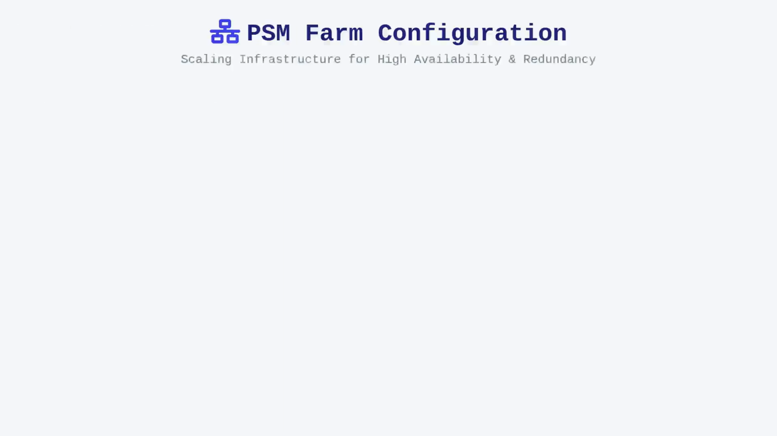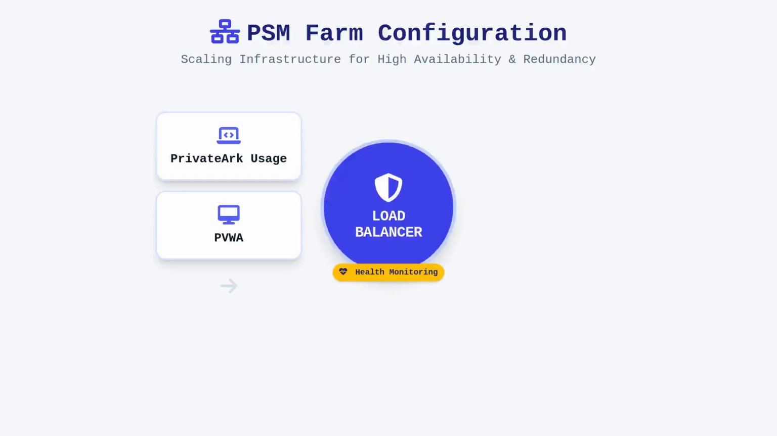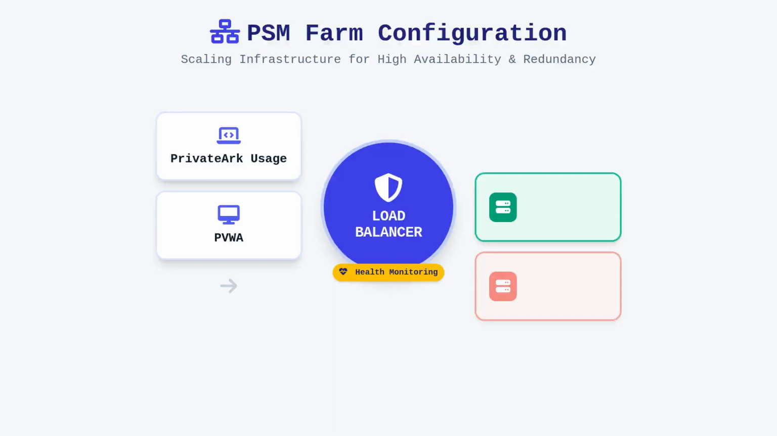To scale effectively and avoid single points of failure, we deploy PSM in a farm configuration behind a load balancer. When you group multiple PSM servers into a single farm, the goal is to distribute connection requests across the available pool of servers. This allows you to handle increased concurrent workload while providing redundancy if one machine requires maintenance or suffers a hardware failure. The load balancer acts as the front door for your incoming traffic, receiving connection requests from the private ARC usage or the PVWA.